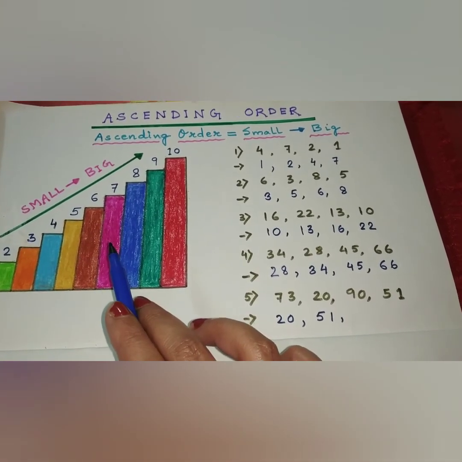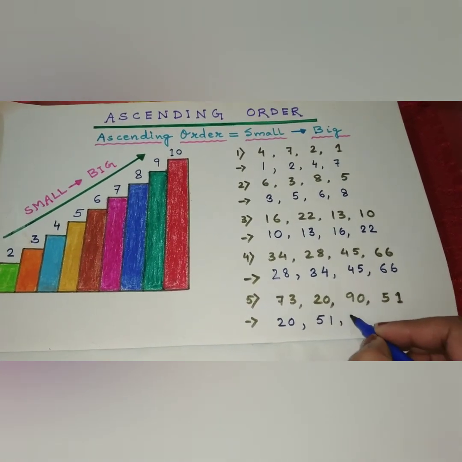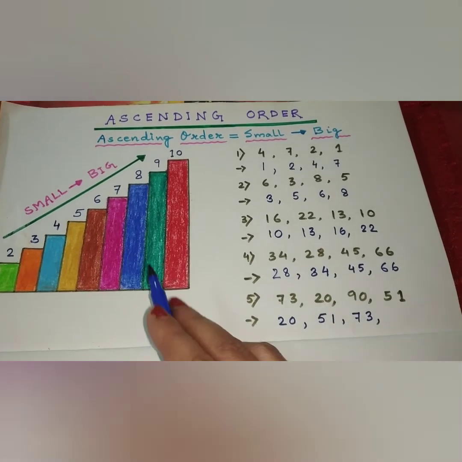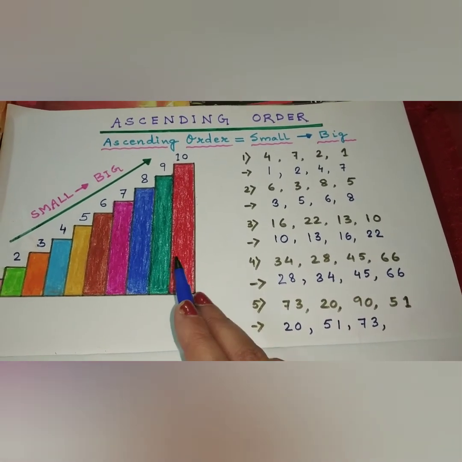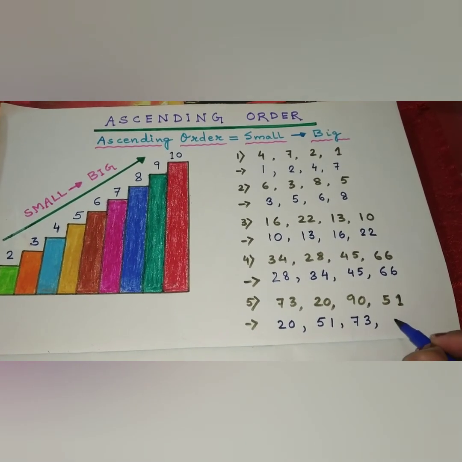After 51, 6, 7. 7 is coming. 5 is smaller than 7. 7 is bigger than 5. So 7. 7 means 73. And lastly comes 90, as 9 is the largest number or the biggest number in example number 5.